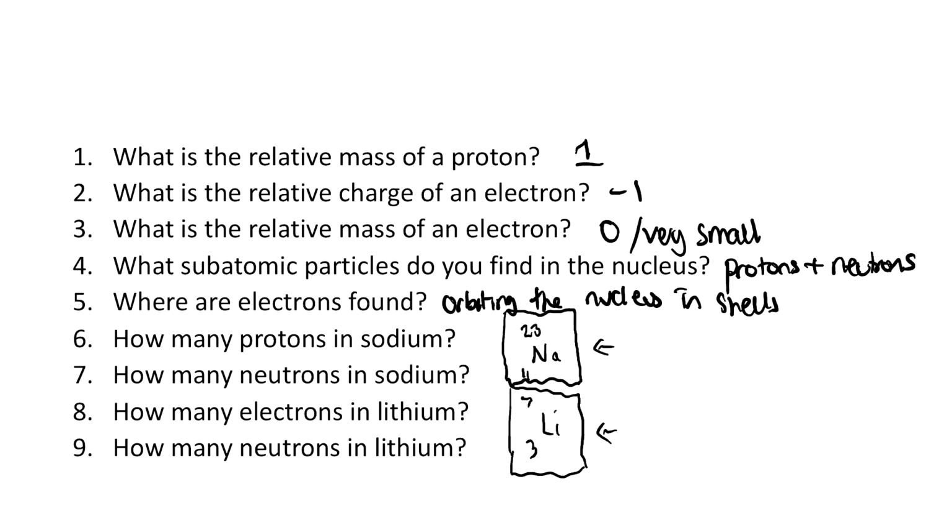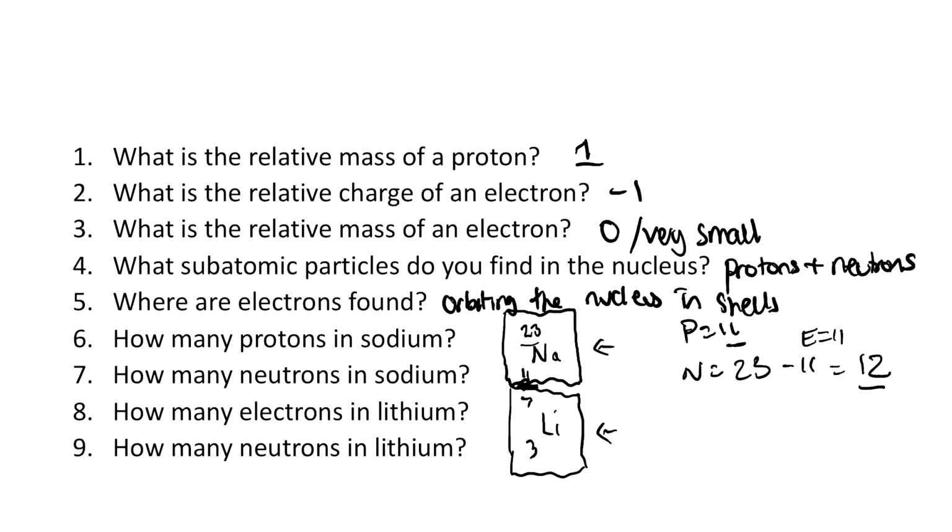So how many protons in sodium? Remember, that's the proton number, so that's 11. So protons equals 11. And how many neutrons in sodium? So you do the mass number 23 minus the proton number, which is 11, so it's 12. So 12 neutrons and 11 protons. That would also mean, I know I didn't ask for it, but it would also mean 11 electrons as well.